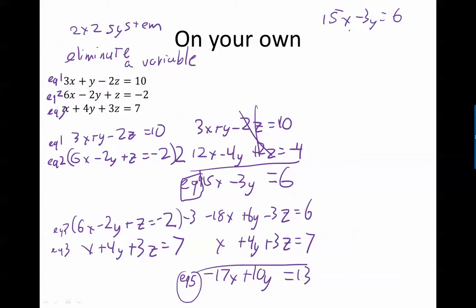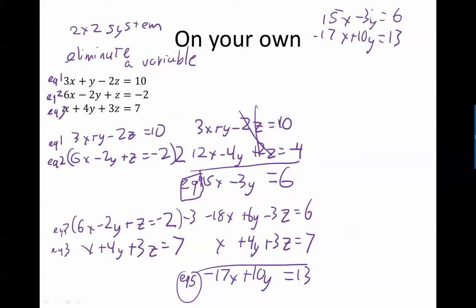15x minus 3y equals 6, and negative 17x plus 10y equals 13, because now we need to solve this system. Well, we do this the same way as we did before. These ones did not come out as nice, right? I can't think of a common factor between 15 and 17. I could just multiply the two together. That's going to get big numbers. I think this one's easier, the y's, because 3 and 10 have a common factor of 30.